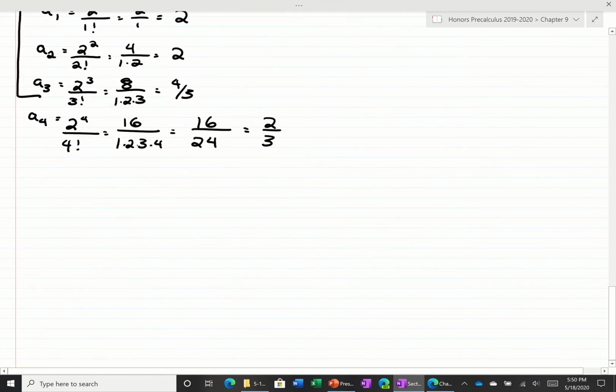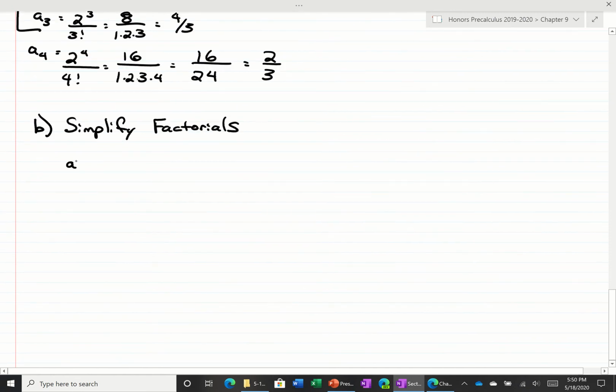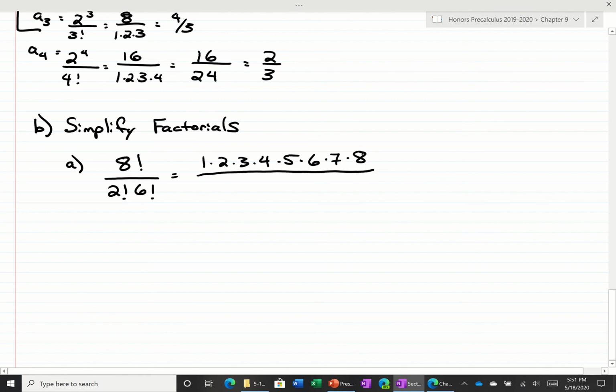Let's try a couple more. What about if I asked you to simplify factorials? And the first one looked like this. What if it was 8 factorial over 2 factorial times 6 factorial? Well, 8 factorial is really just 1 times 2 times 3 times 4 times 5 times 6 times 7 times 8. 2 factorial is 1 times 2. 6 factorial is 1 times 2 times 3 times 4 times 5 times 6.